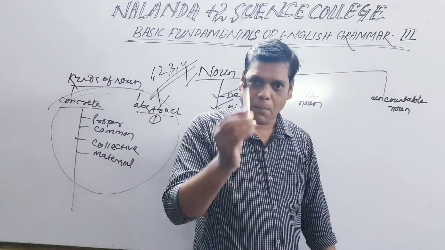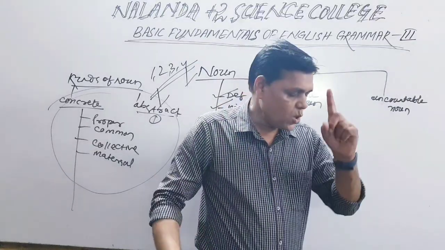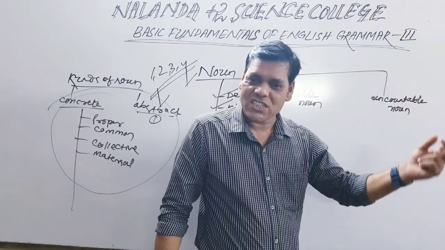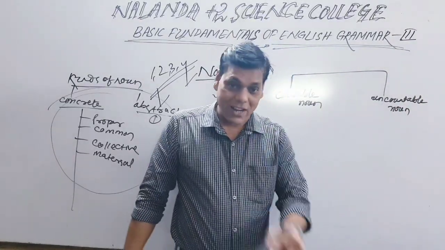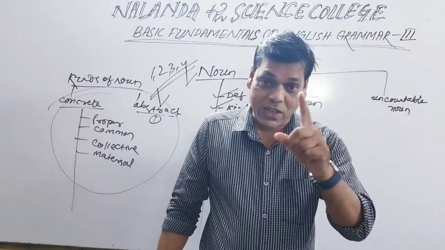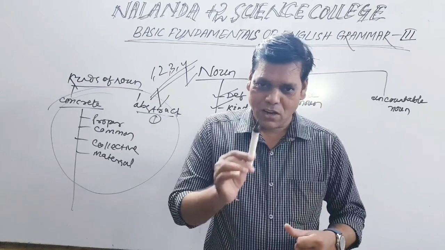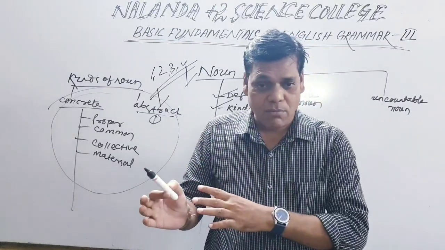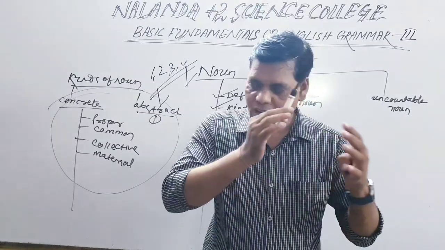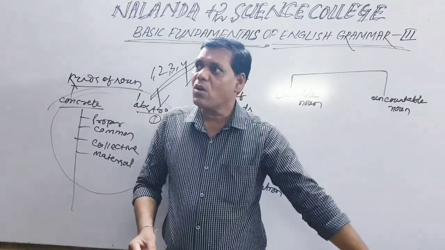Yes or no? For pen, 2 pens, 3 pens, 10 pens, 1 boy, 20 boys, group of boys. But in case of water, we can't say 5 waters, 9 waters, 10 waters. But we can say a cup of water, a glass of water. Yes or no? Because some nouns are countable, some are uncountable. We can count some nouns, we can't count some other nouns.